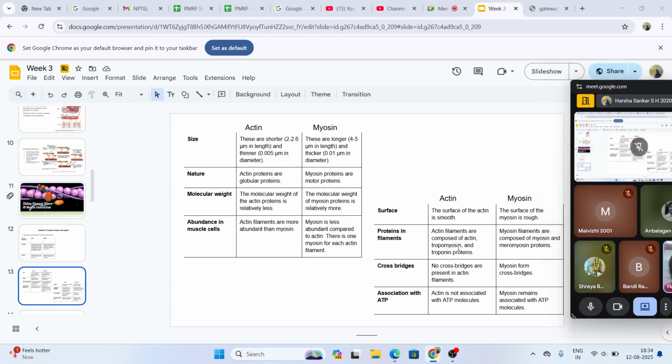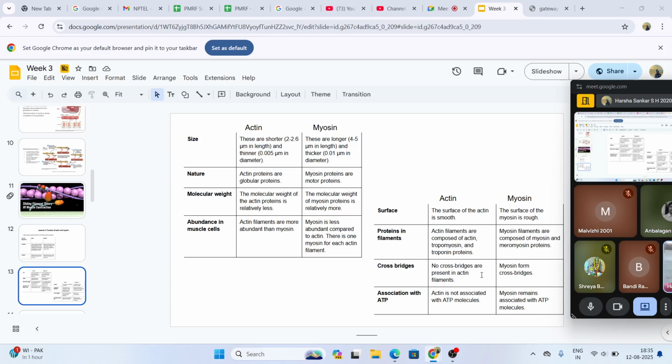Protein in the filament: actin filaments are composed of three components, actin, tropomyosin and troponin. Troponin again has three classifications: troponin I, troponin C and troponin T. Myosin filaments are composed of myosin and meromyosin. Meromyosin has light meromyosin and heavy meromyosin chains.